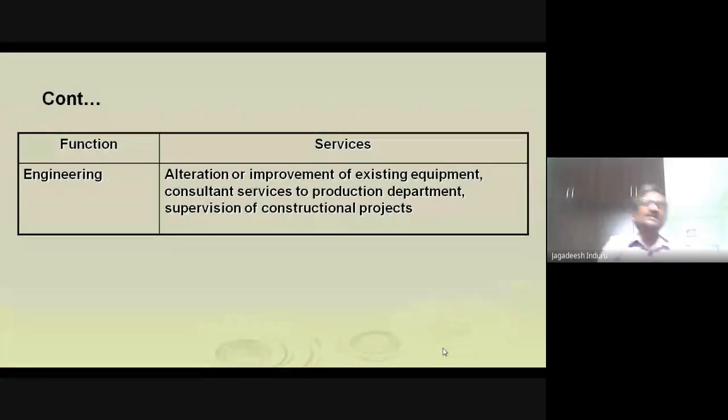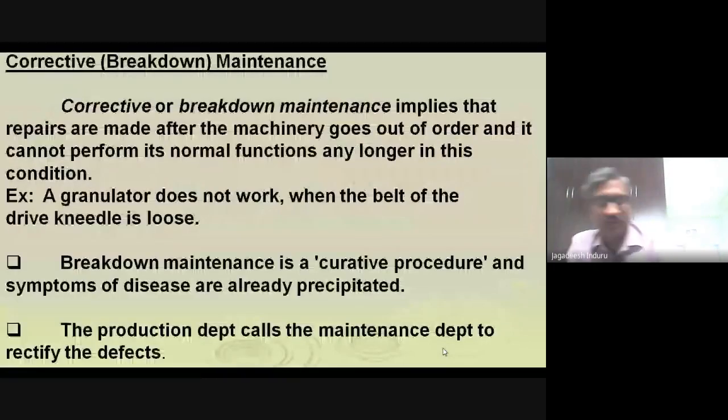The first one in all these activities, what they are going to do in support with all the members of the factory, is the corrective maintenance and the breakdown maintenance. What is corrective maintenance or breakdown maintenance? It implies that repairs are made after the machinery has gone out of order.